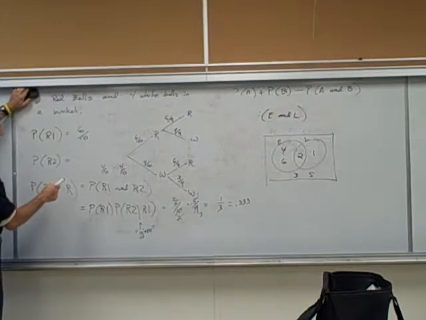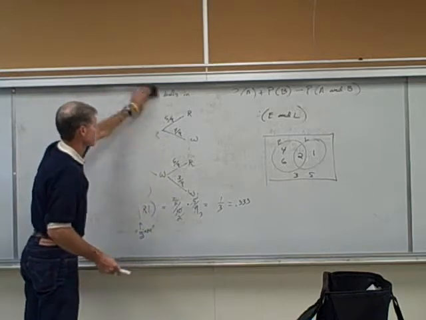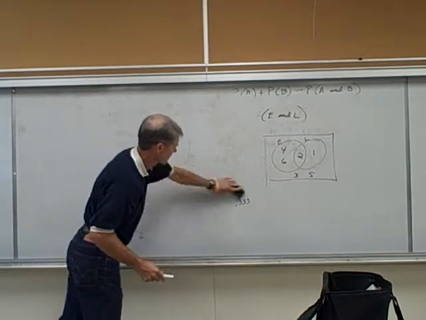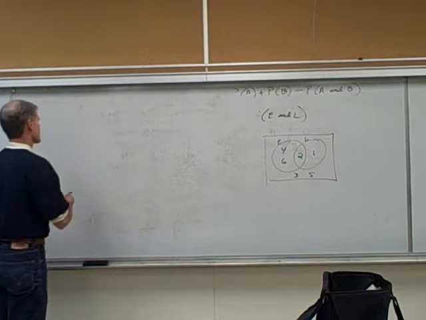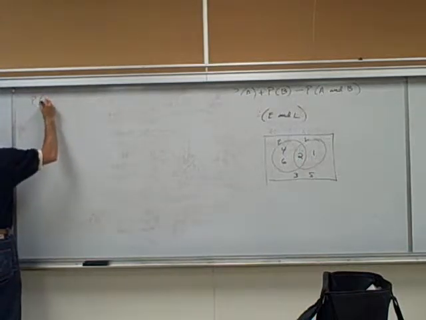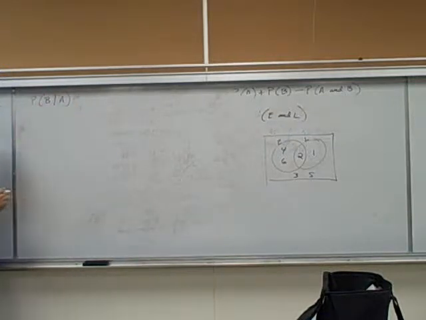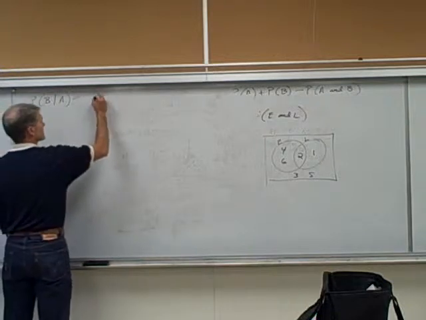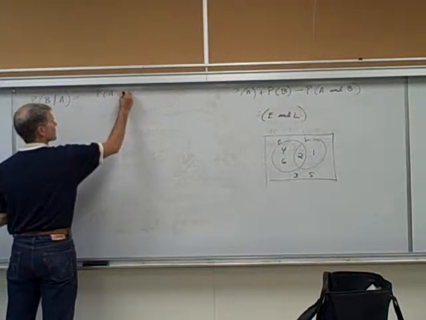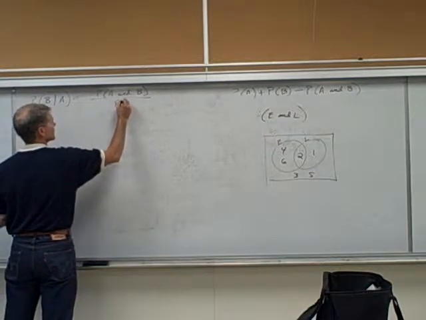Alright, I think I'm done with that example, so let me erase it. And I still want to come back to this one in a minute, but I need a definition for conditional probability. The probability of B given A, that's read B given A, the way you compute that, or at least one way to compute it, is the probability of A and B divided by the probability of A.